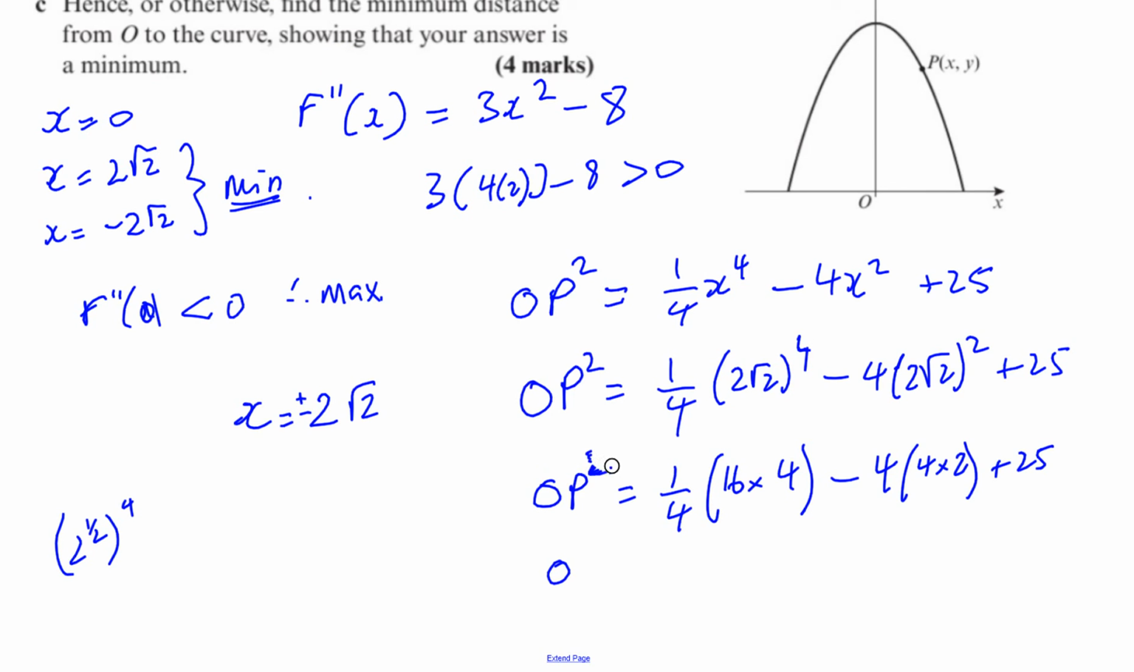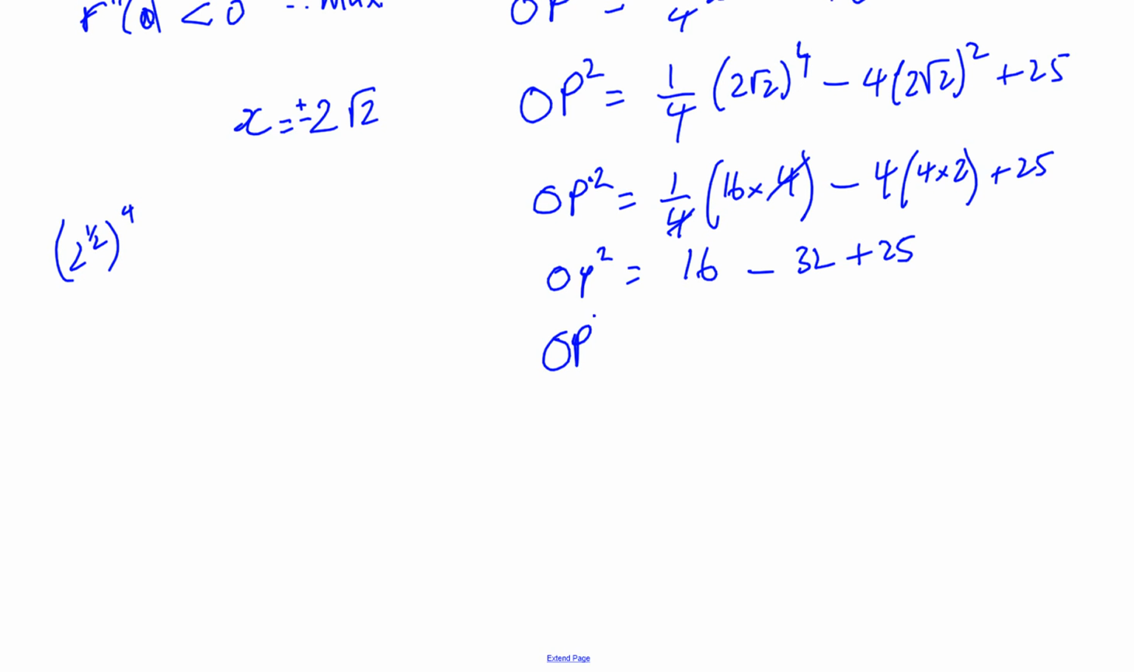So OP squared is equal to, that's 16, minus 4 times 8, which is 32, plus 25. So OP squared is equal to minus 16 plus 25. So OP squared is equal to 9. 25 minus 16 is 9. So OP is therefore equal to 3. So the minimum distance between O and P is 3 units.